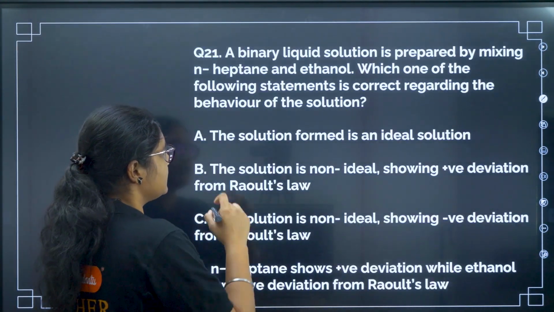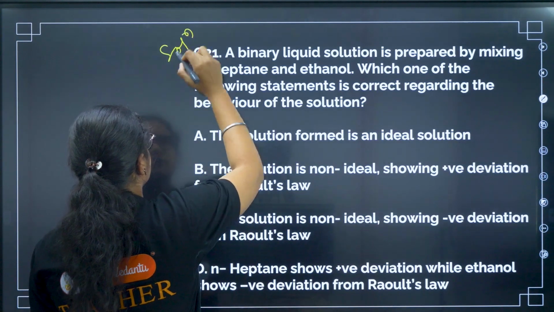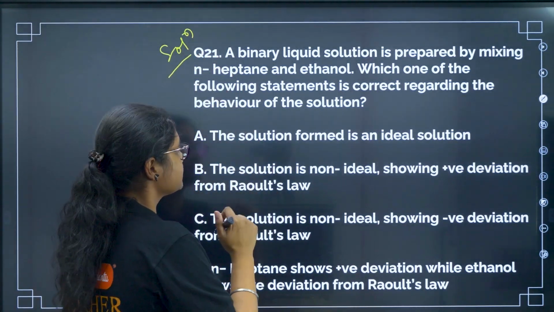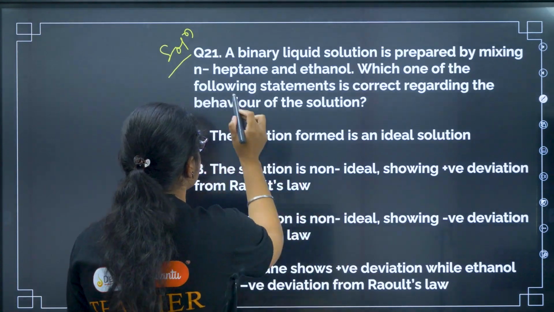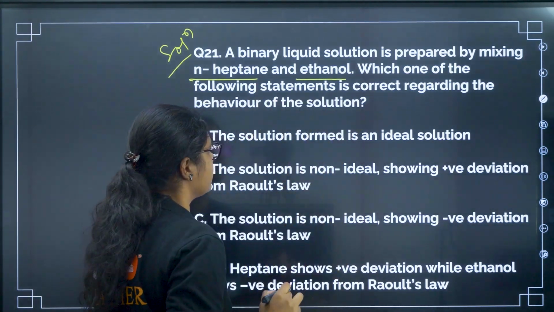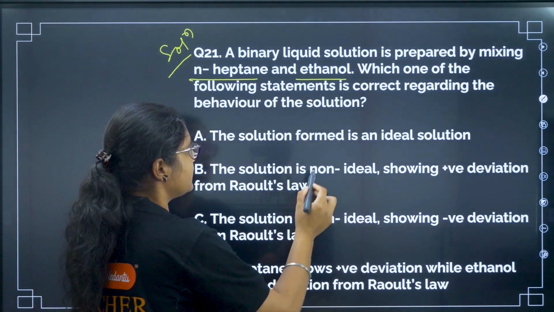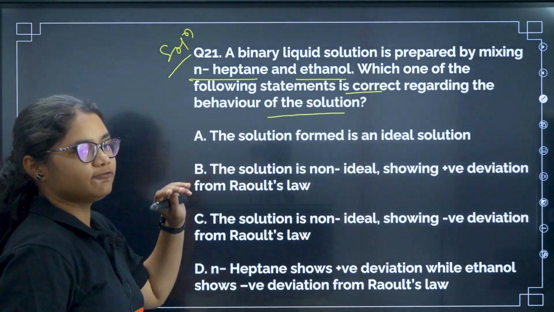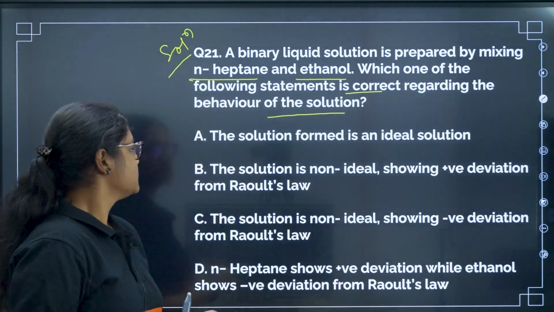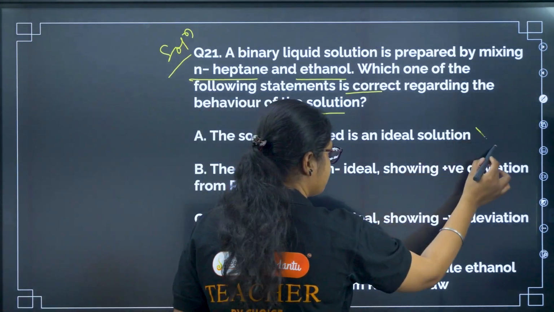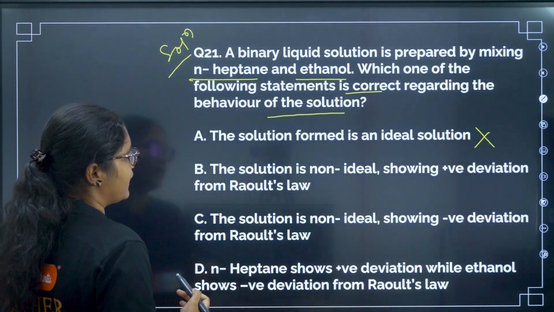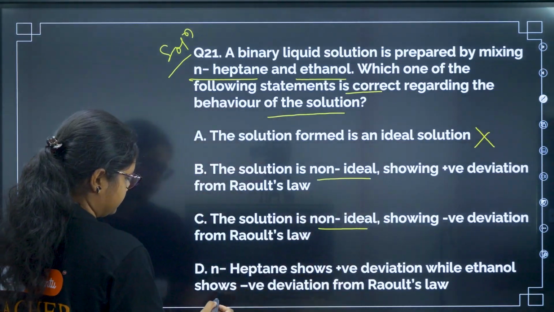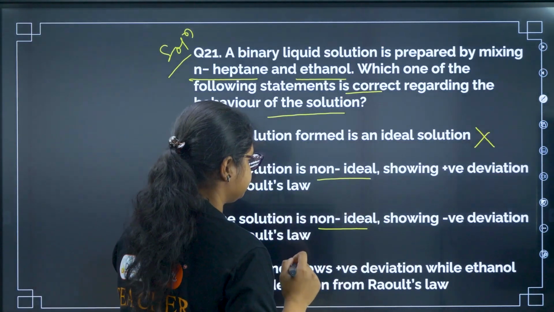Okay, next. Again the question is from solutions. The topic is ideal and non-ideal solutions, positive and negative deviations. A liquid solution is prepared by mixing n-heptane and ethanol. Which of the following statements is correct regarding the behavior of the solution? So first of all, they will form a non-ideal solution, right? So option A we can eliminate, okay? And then this is also non-ideal. Now we'll check about the deviation.